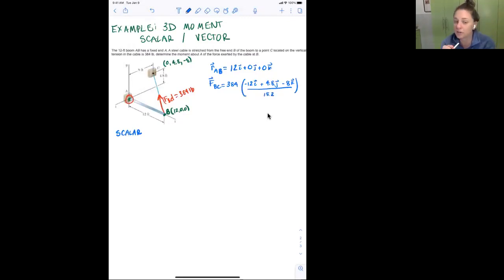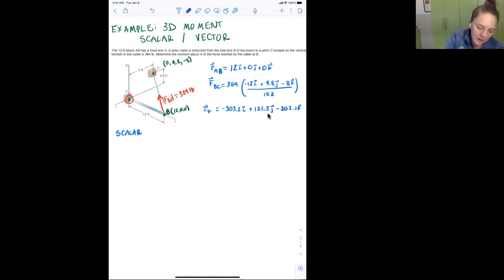Again, remind yourself what that 15.2 is. That 15.2 is the distance from B to C. It's the distance of the cable. It's the distance from B to C along the cable. Okay, and I'm going to write this out in its component form. This is -303.2 i hat plus 121.3 j hat minus 202.1 k hat. So that's the force.